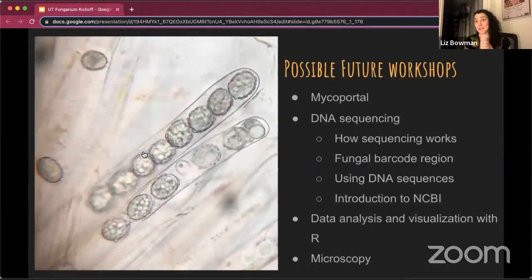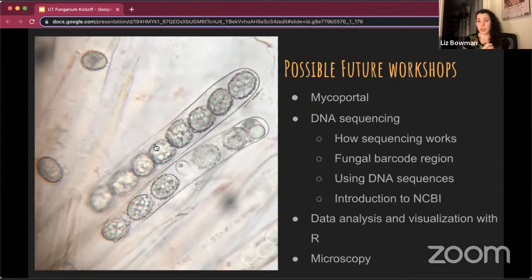And that's my plug for future classes I'm hoping to do with Central Texas Mycological Society, including how to use Microportal, how to download the data and curate it for your own analyses. A workshop on DNA sequencing, so how sequencing works, what is the fungal barcode region, which is the region that all mycologists use to identify a specimen to species, and how to use these DNA sequences to maybe make a phylogenetic tree, and then an introduction to NCBI, which is this other database I mentioned, where all of these sequences are available.